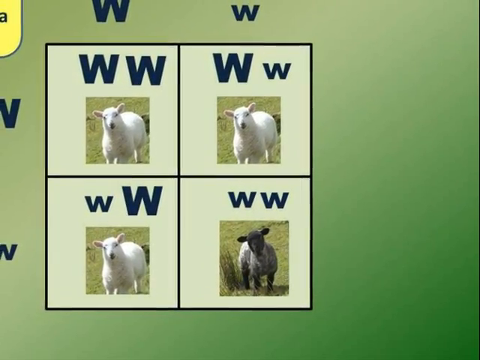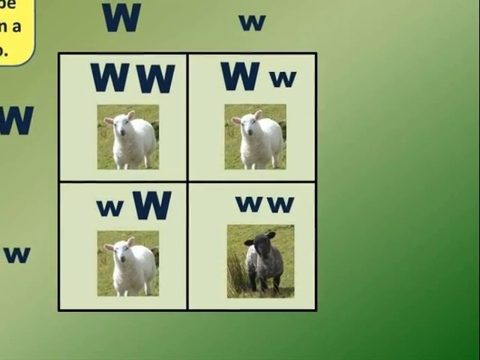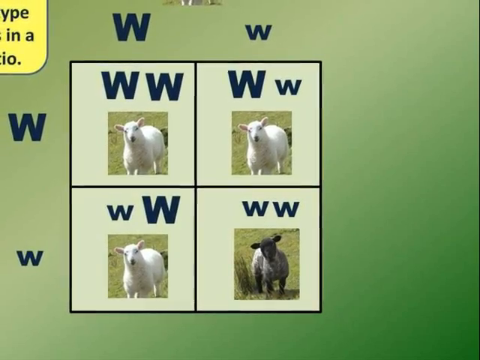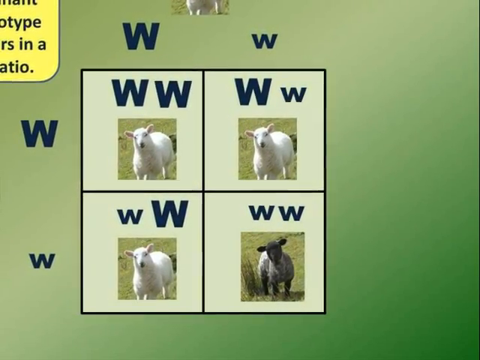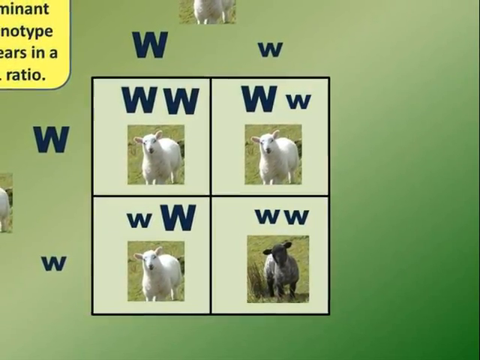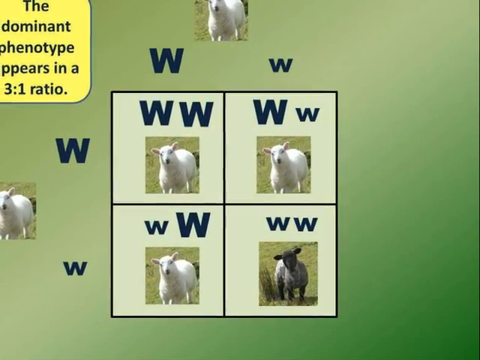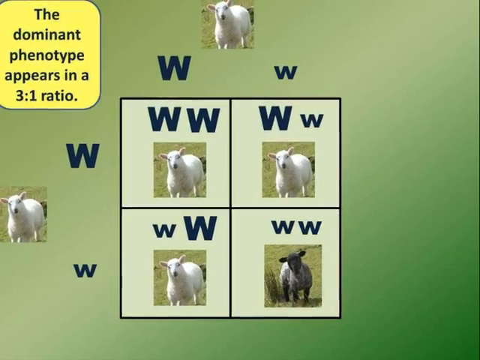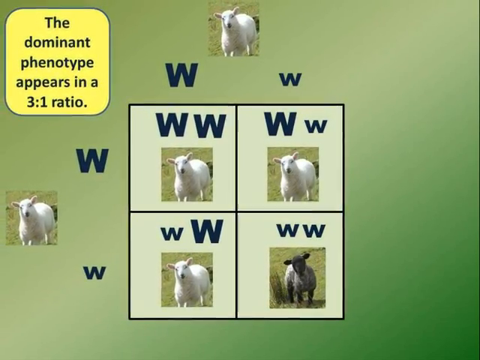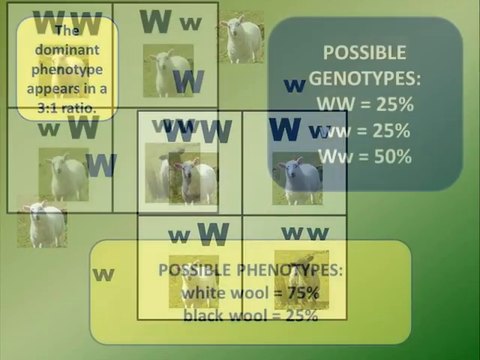When we add the phenotypes to our Punnett square, we can see that most of the sheep will have the dominant phenotype, white wool. In fact, for every 4 lambs produced, we can predict that 3 will have white wool and 1 will have black wool. This is the same kind of results Gregor Mendel got with his pea plants. He saw that the dominant phenotype appeared in a 3-to-1 ratio, just like our sheep.